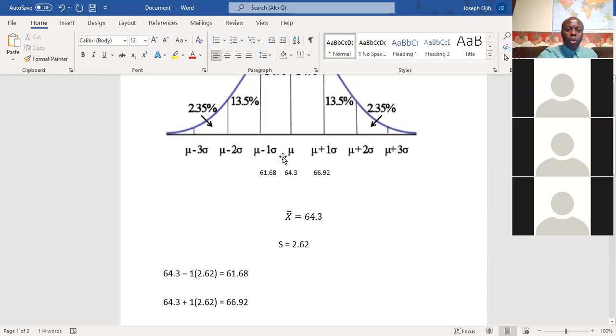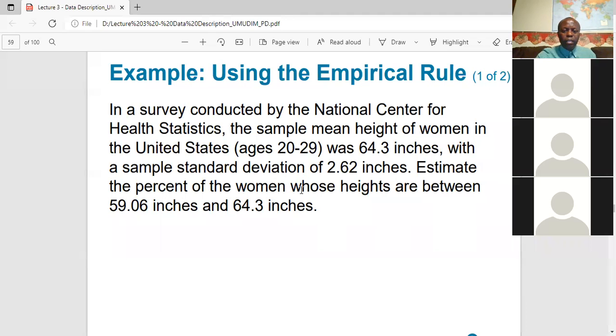66.92. So once we get all these answers here, we can be able to answer the question. Remember, according to the question, it says, find the estimated percent of the women whose height are between 59.06 inches and 64.63 inches. So we get all these calculations, and then we'll be able to figure that out.